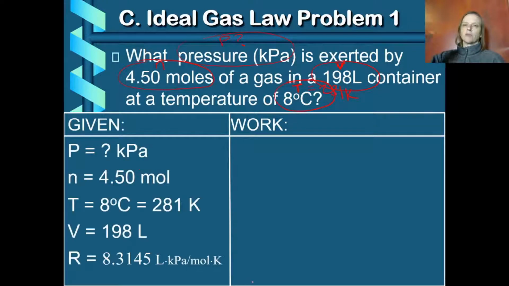Now, just to summarize in a kind of table, what we know, what we don't know. I'm sorry, we don't know the pressure. That's what we're trying to solve for. We know the number of moles. We know the temperature is 281 Kelvin. We know the volume is 198 liters. And because we're asked to give the pressure in kilopascals, we should use the R value that corresponds to kilopascals. We were not given the R value in the problem, but it's a constant, and so we should have that memorized, 8.3145.